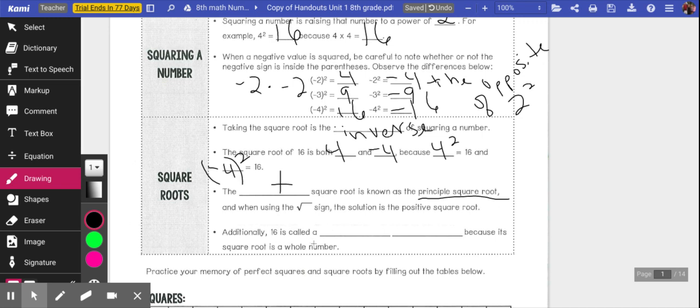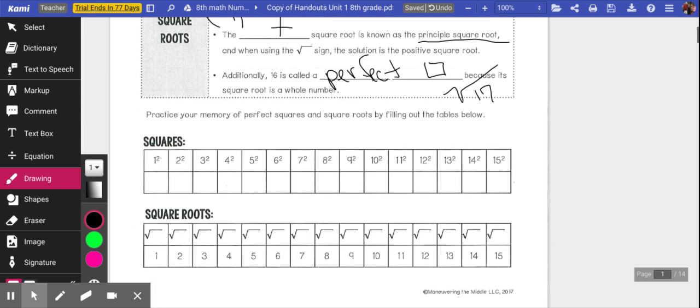So additionally, it says 16 is called a perfect square, and I'm just going to put a square, because its square root is a whole number. So when you take the square root of something, if it's a perfect whole number, then it's a perfect square. For example, the square root of 17 is not a perfect square, because nothing times itself is 17. So on my chart in that corner, you'll see that line drawn through the corner. And these are good ones to have memorized.